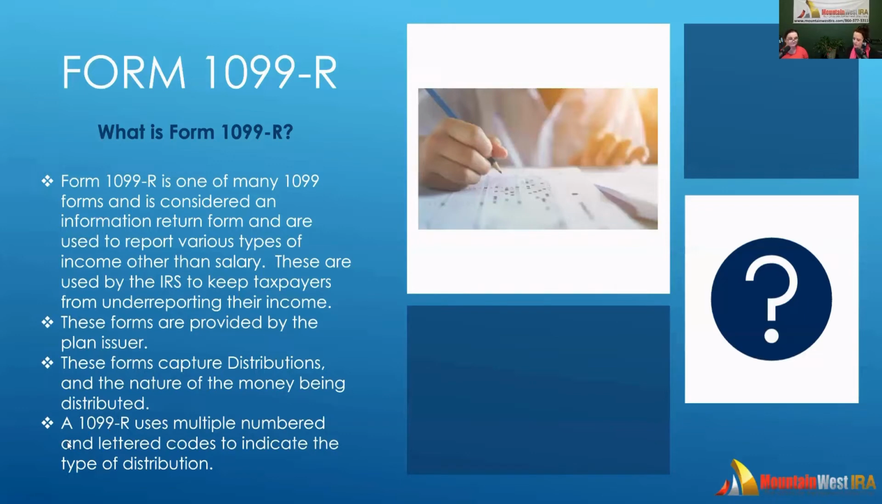All right. And so is the 1099-R the same kind of thing as a 1099 miscellaneous? No, the 1099 miscellaneous, typically we see that when it comes to rental income. The 1099-R specifically deals with distributions from retirement plans. Okay.